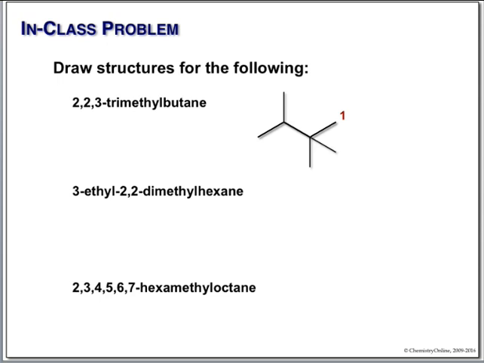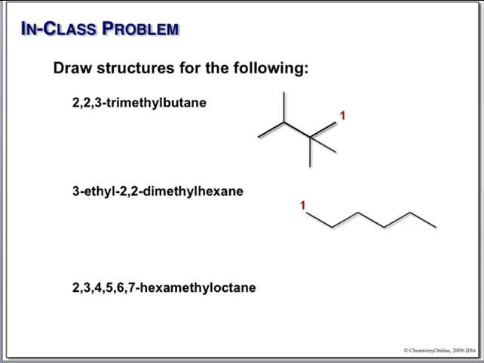So hex is 6. Draw a 6-carbon zigzag. And we'll let one end be carbon 1. It doesn't matter which end. Now, according to our name, on carbon 3 we have an ethyl group. An ethyl, remember, is 2 carbons. So let's find carbon 3. That's 1, 2, 3 over here. And we put an ethyl, a 2-carbon side chain, on carbon 3.